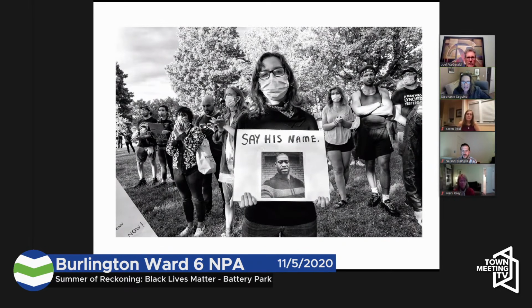This image really struck me as well. And again, as I said, this is the first time in the civil rights movement, especially when it relates to anti-Black racism, that so many white people have shown up. And that's what we see in the demonstrations in Burlington.